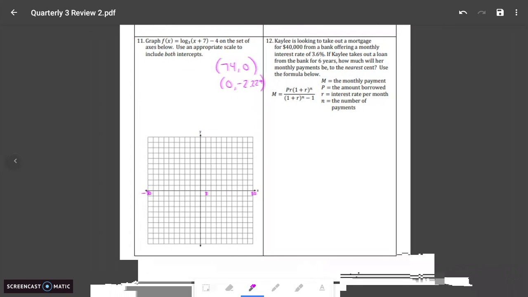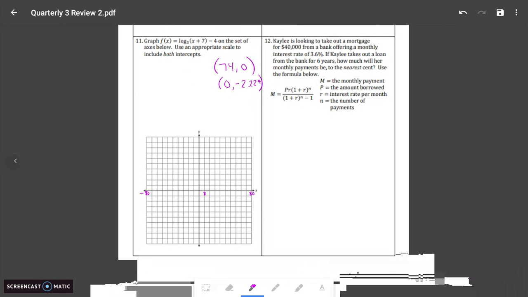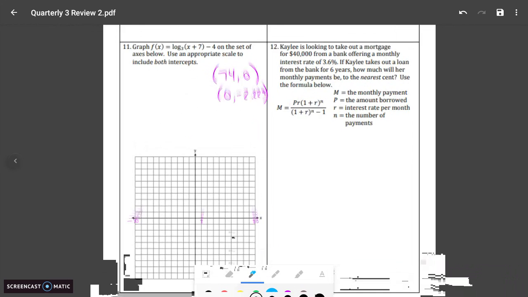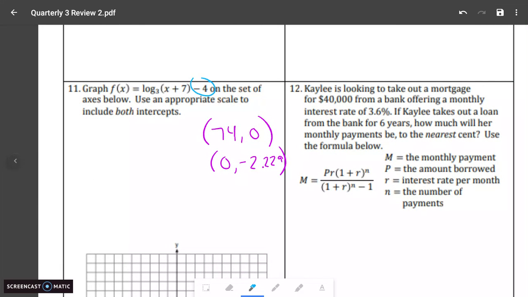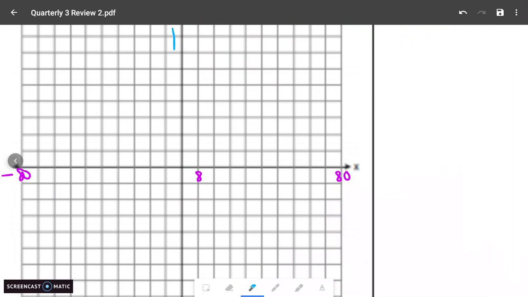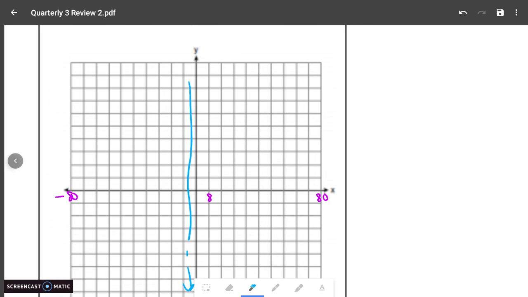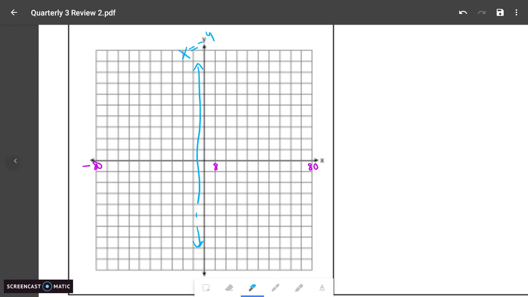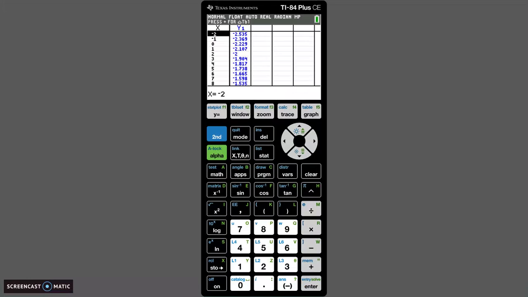Now, remember, this negative 4 is the same as telling me where my asymptote is. So it's never going to pass this line here. So I want to show my asymptote, my x equals negative 4. And we'll get some points here that would have graphed nicely. Like if I look at my table, I have 2 and negative 2.